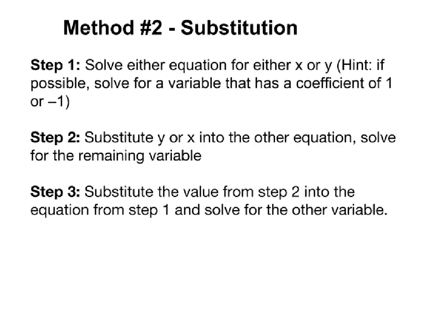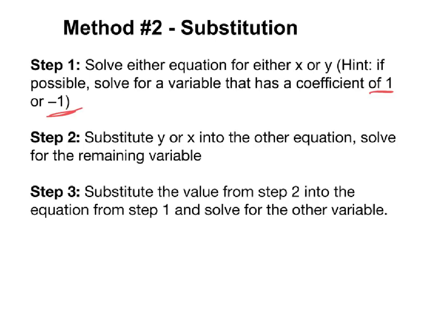So the next method is the method of substitution. Our steps are: solve either equation for x or y. It doesn't matter. We always think we have to solve it for y, but if x has a coefficient of 1 or -1, it's going to be easy to work with that one too. Step 2, substitute y or x into the other equation. So if you solve for y, you're going to substitute that for y in the other equation, and vice versa if you're working with x's.